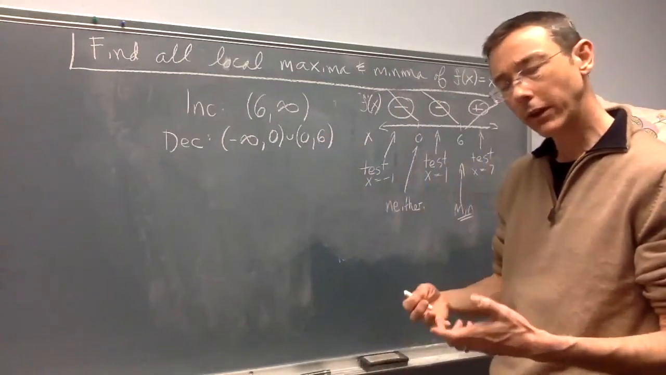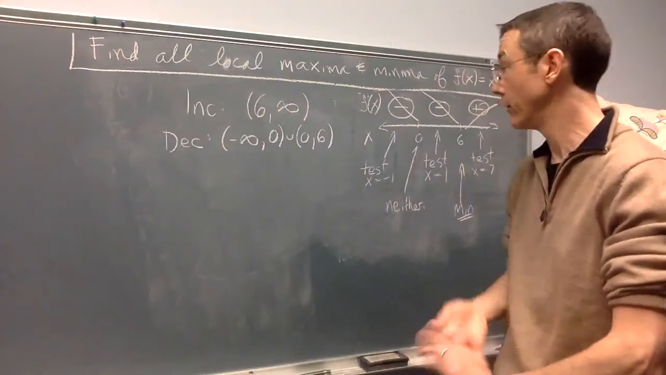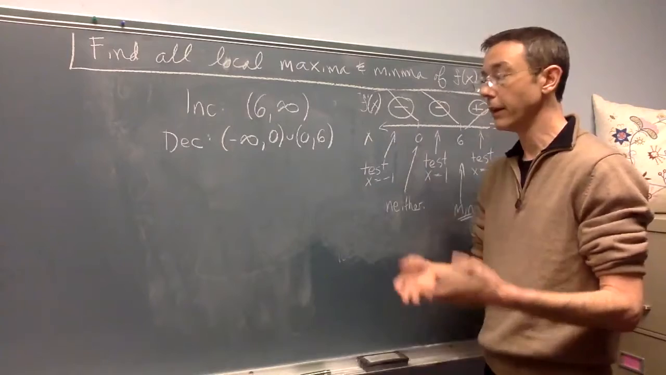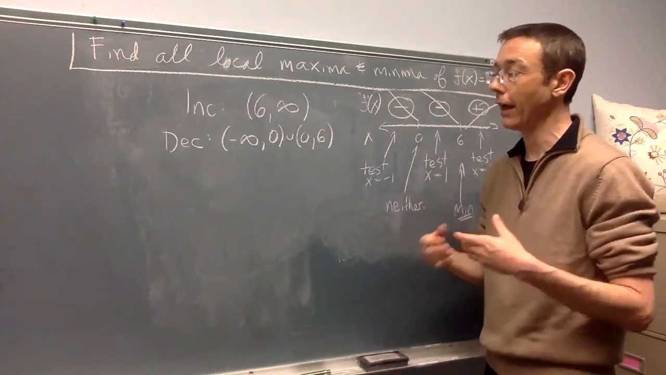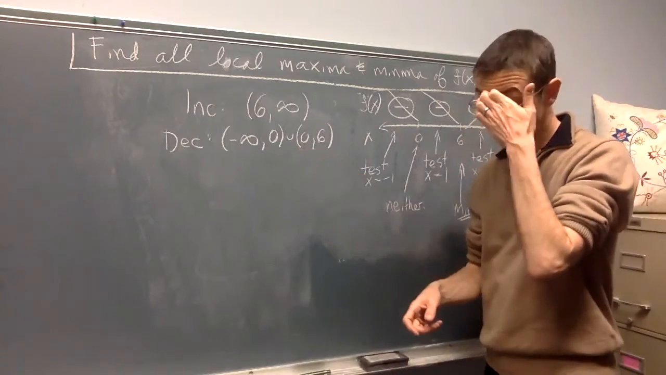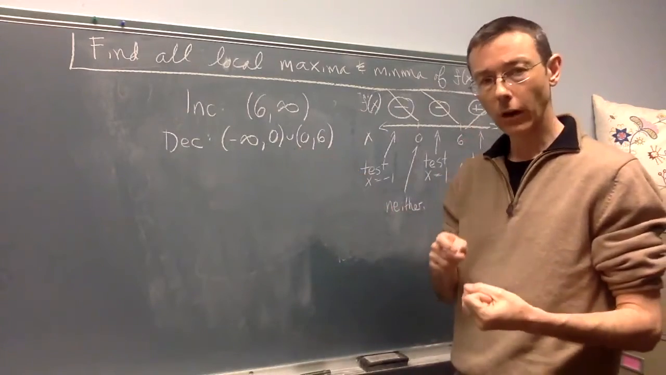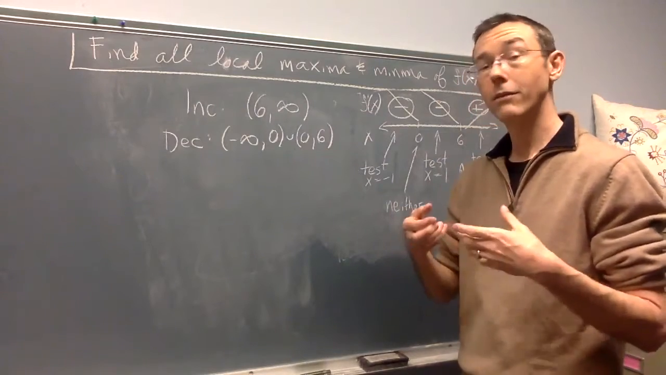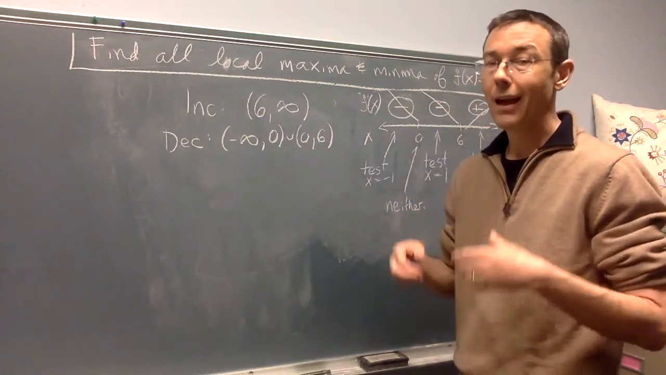So there's one question here at the end of this problem that we should respond to very quickly. Why can't I just write negative infinity to 6? Isn't the function actually decreasing on that entire interval? Why did I leave out 0? Well, it is a fact. If you draw the graph, you will see this function is actually decreasing from negative infinity to 6.